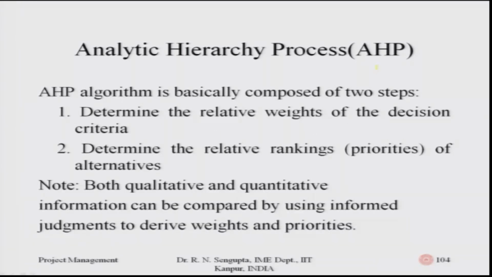So, the AHP algorithm is basically composed of two steps. The first step is to determine the relative weights of the decision criteria, based on which you will make a decision, and then determine the relative ranking or priorities of all the alternatives, such that the set of decision criteria affects the total priorities of the alternatives based on which you are trying to make a final decision.